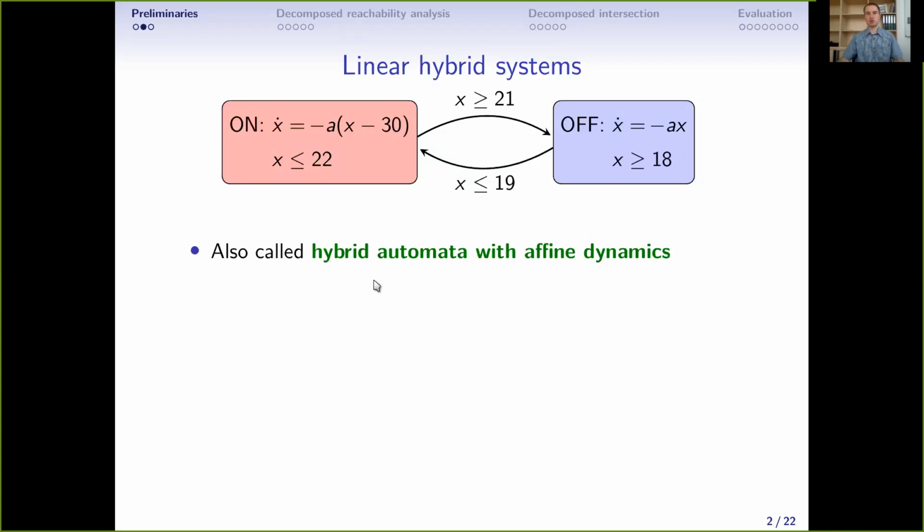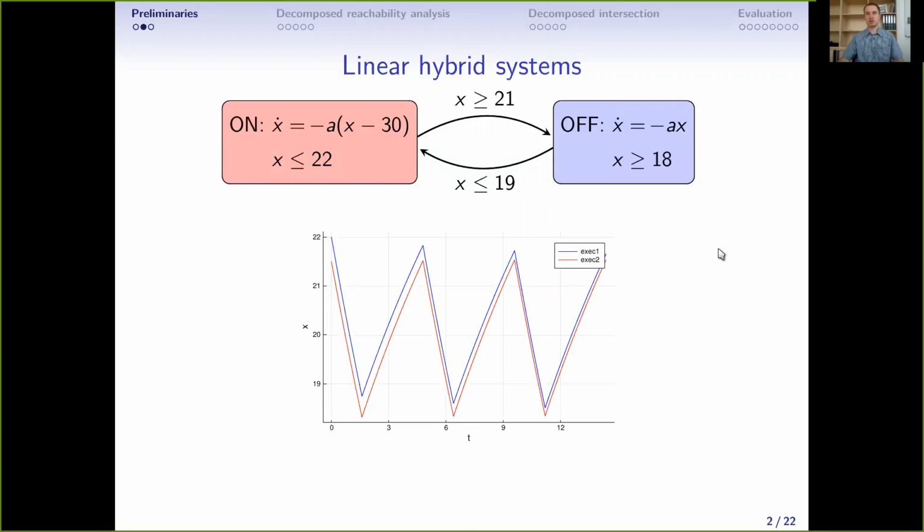These linear hybrid systems are also called hybrid automata with affine dynamics, and the semantics are given by executions. So let's say we start in this off location, then at state x equal to 22, then you can stay in that location for a while, x falls, and at some point between 18 and 19, you can take this transition, then you switch to the on mode, then x grows again, then you can take this transition, and so on. And this is non-deterministic, so you can start from any state that satisfies the invariant, and then the execution might look different.